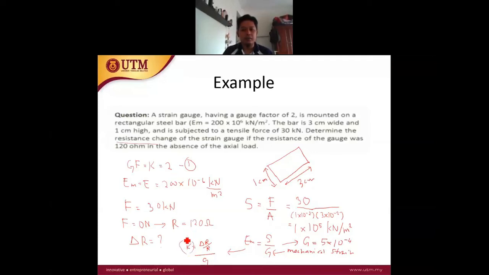So we know our K from this, and then we know our R here. R is 120 ohm and G is 5 times 10 to the power of negative 4. So then we can calculate delta R. If you work it out, our delta R is supposed to be 0.120. So that is from this example.